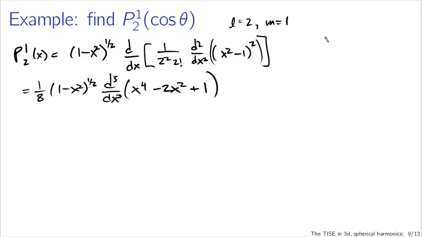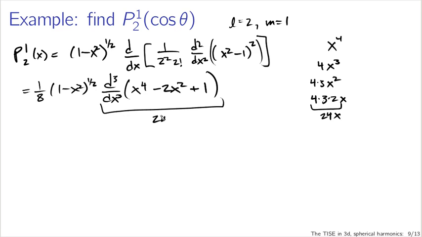So third derivative of x to the fourth. X to the fourth is what I start with. 4x cubed after one derivative, 4 times 3, x squared after two derivatives, and 4 times 3 times 2, x after three derivatives. If I take three derivatives of x squared, I end up with 0, and if I take three derivatives of a constant, I of course end up with 0 as well. 4 times 3 times 2, that's 24. So 24x is what I get here. So I'm left with 1 eighth, 1 minus x squared to the 1 half, times 24x. 24 divided by 8 is 3.